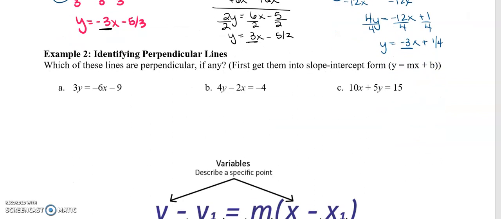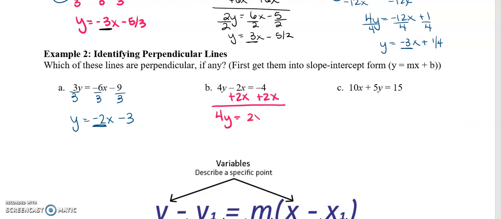Now let's take a look at these where we're going to try and figure out if they are perpendicular. So we're going to divide by 3. Y is equal to negative 2x minus 3, so slope of 2 on that one. This next one, we're going to add 2x for y equals 2x minus 4, and then divide every single thing by 4. So y equals 2 over 4, we can reduce that to 1/2, and then divide here to get negative 1. So 1/2 is our slope there.